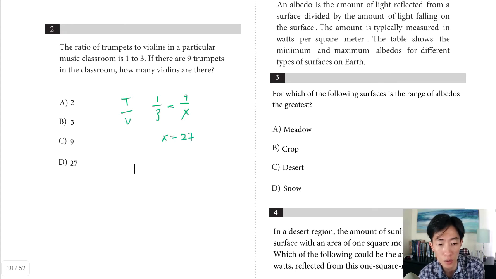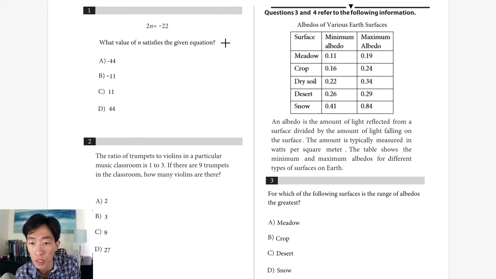Notice that you could also do this horizontally by saying trumpets to violins is 1 to 3, and then 9 trumpets, how many violins? The math is exactly the same. You're going to get x equals 27, and so the answer is D. So with proportions, just remember you can go vertically or horizontally. Just make sure that you are consistent. In other words, don't put the 9 down by the 3, and don't put the 9 over here under the 3. Question 3 and 4 have to do with this chart.